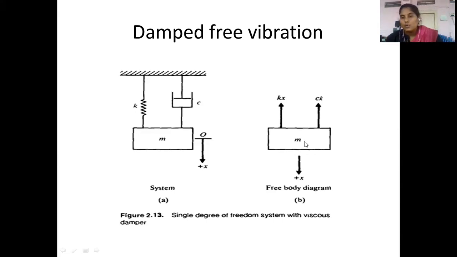Now the forces produced in this system. Which forces will be produced here? One is related to K, and the second one is related to C. K is the spring constant, so a restoring force will be produced in the system equal to K into X. And C is the damping coefficient, and because of this damping coefficient, the force produced is the damping force, that is C into X dot. That is the damping force when the damper is provided in the system.